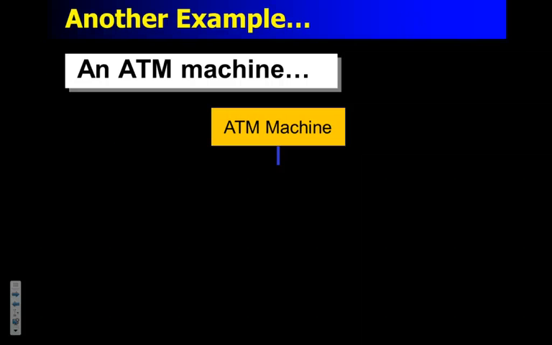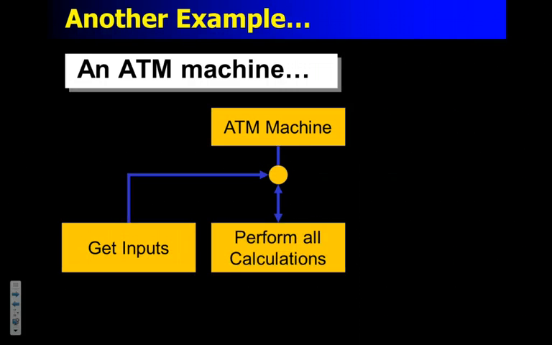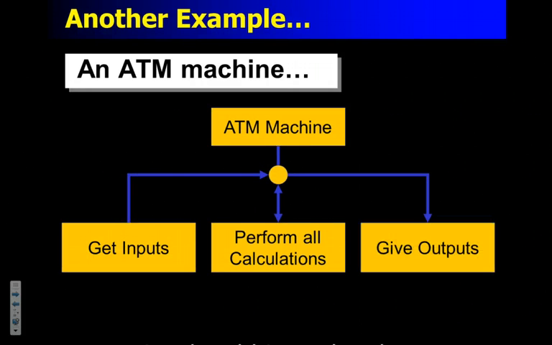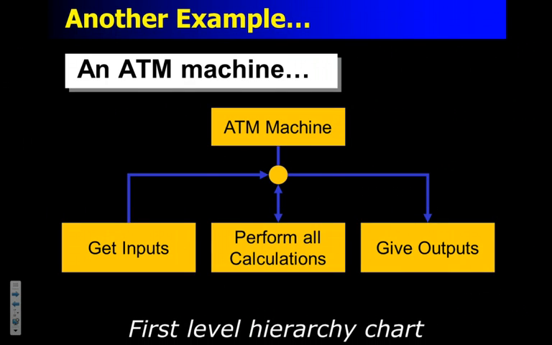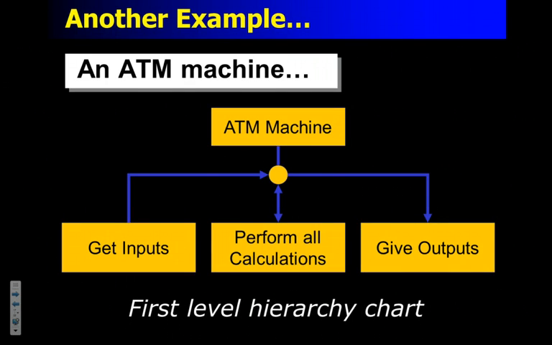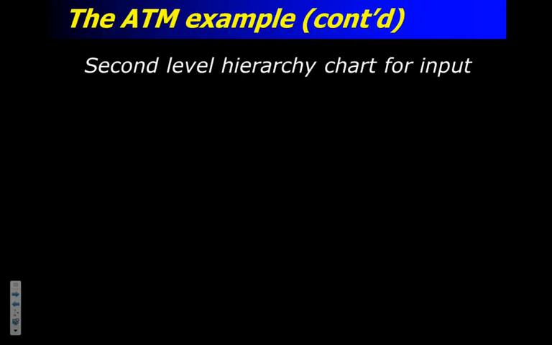Okay, let's try another example. Making an ATM machine, okay? Now, I'm talking about the physical building of it, okay? So an ATM machine has inputs, it has outputs, and in the middle, obviously an ATM or a bank machine does calculations, right? It does something in that particular area. So that would be our first level, right, is the basic input, process, output of an ATM.